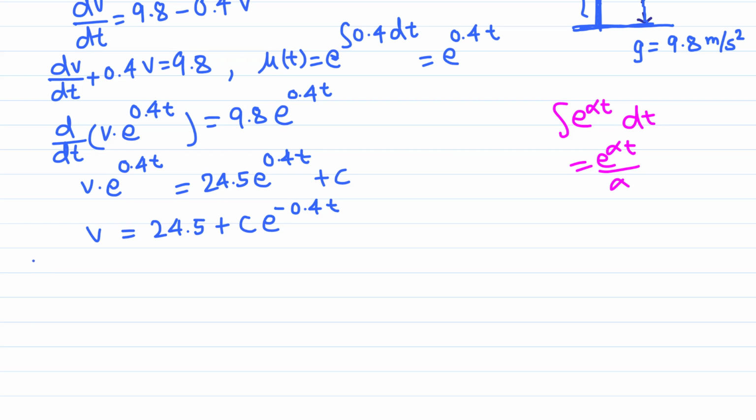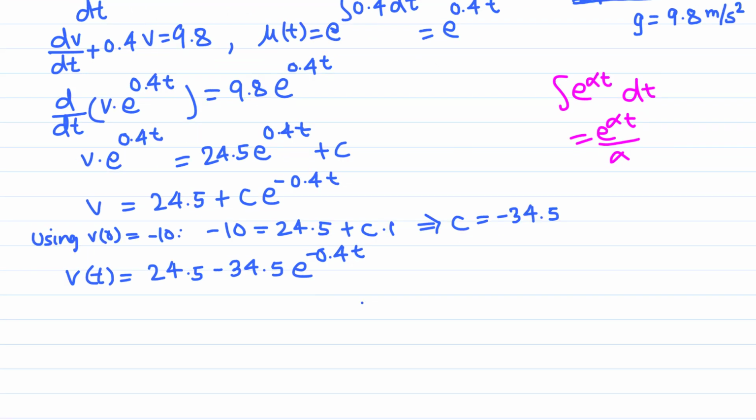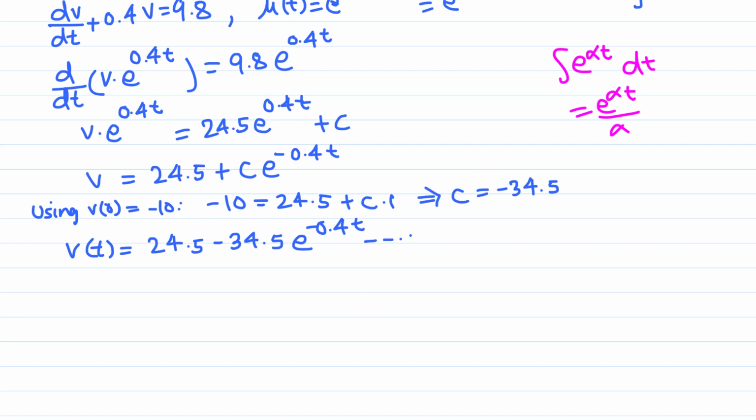So using v0 equals negative 10, negative 10 equals 24.5 plus c times e raised to 0. Zero times a number is 0, e raised to 0 is 1, so just c. Subtract 24.5 from both sides, then c equals negative 34.5. So we have the velocity function at any time t: v of t equals 24.5 minus 34.5 e raised to negative 0.4 t. Okay, that's the velocity function. Let's call that equation 1.